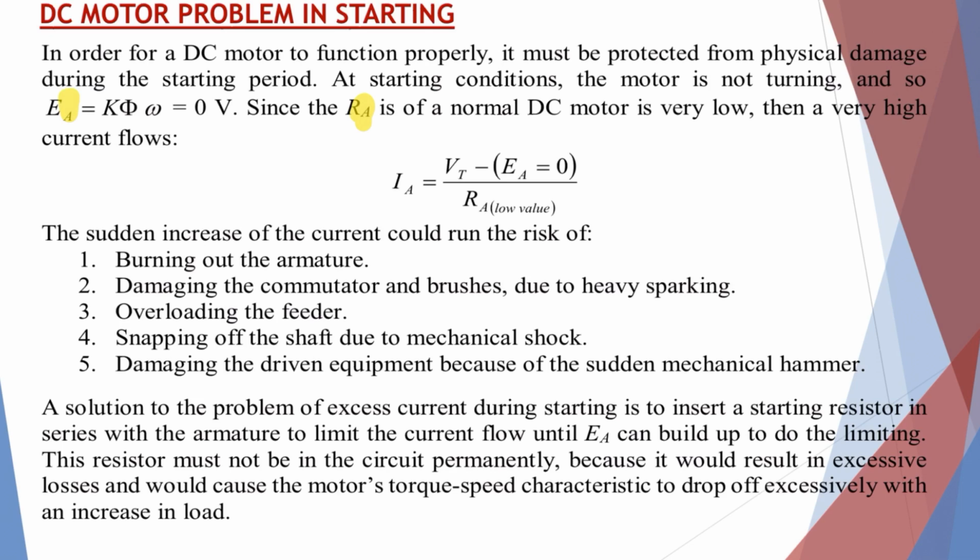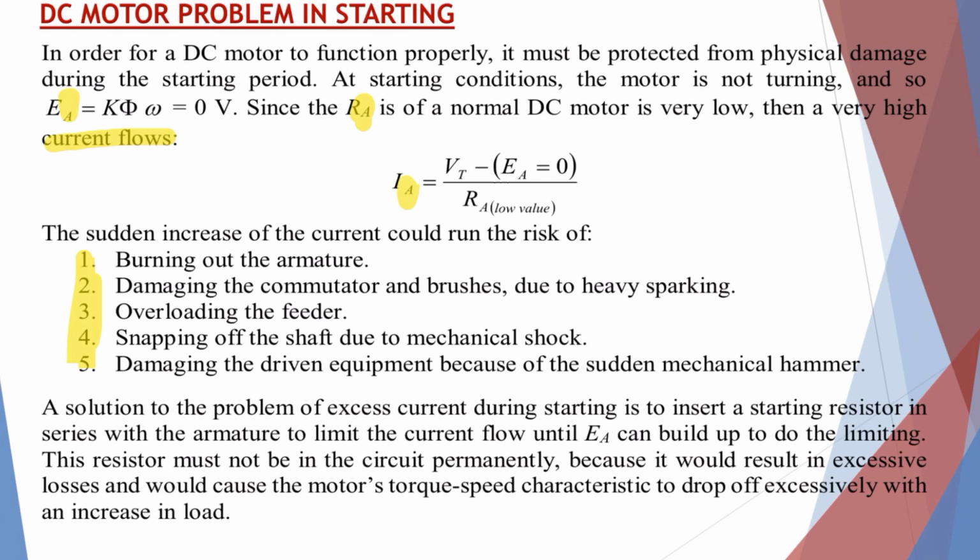Then a very high current follows. IA will be a high current at starting. The sudden increase of the current could run a risk, maybe burning out the armature, damaging the commutator and the brushes due to heavy sparking, because we have here a high current IA. Overloading the feeder, snapping of the shaft due to the mechanical shock, damaging the driven equipment because of the sudden mechanical hammer.